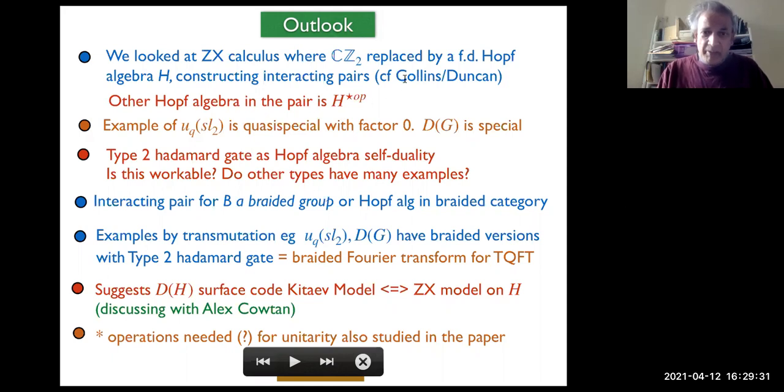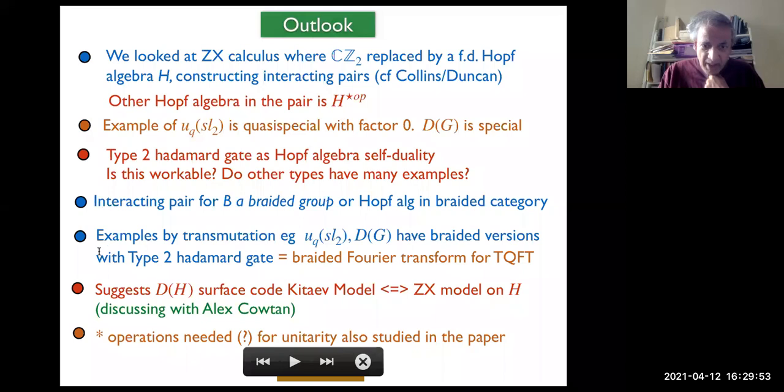You could have an F Hopf algebra which is not of this type. I just gave you the construction. It's possible there could be other F Hopf algebras. I gave you the example of SL2. That one is quite special with factor zero. If you want something special, you can take, for example, something like the quantum double of a finite group. Hadamard type 2 was a sort of self-duality, which I think is more workable.